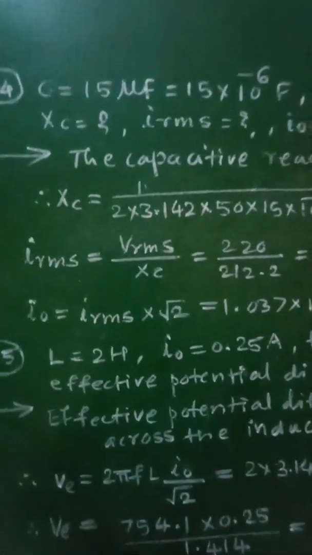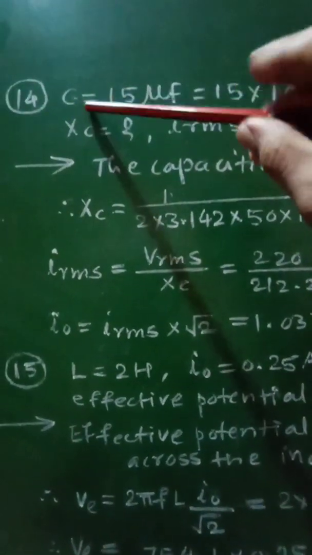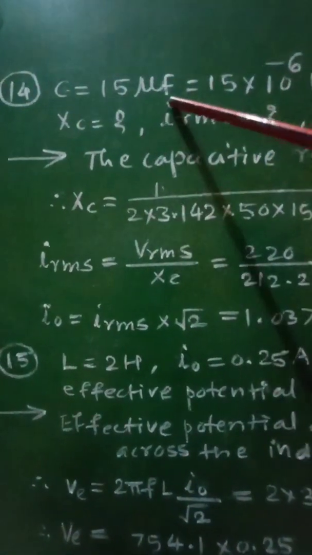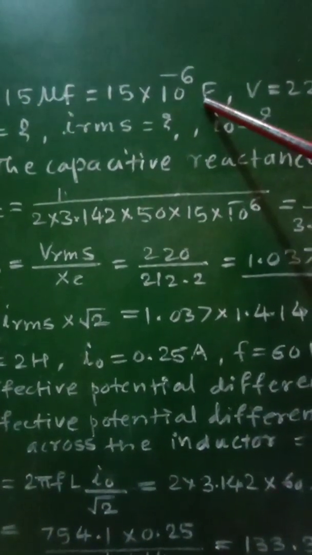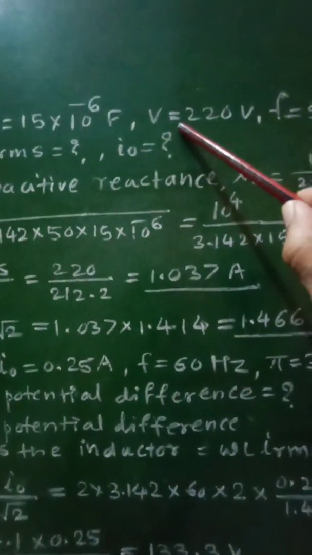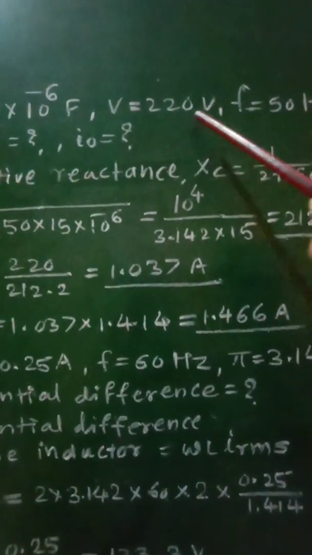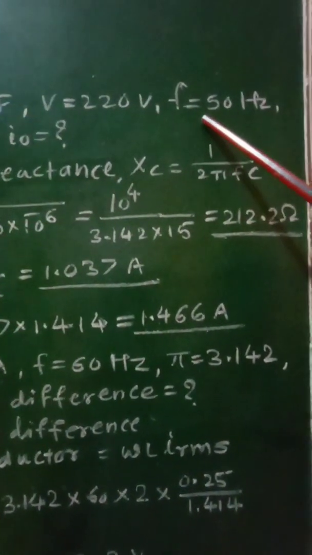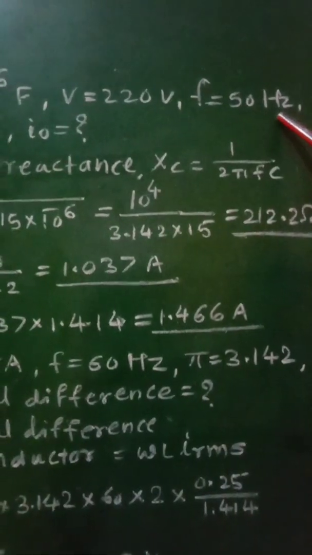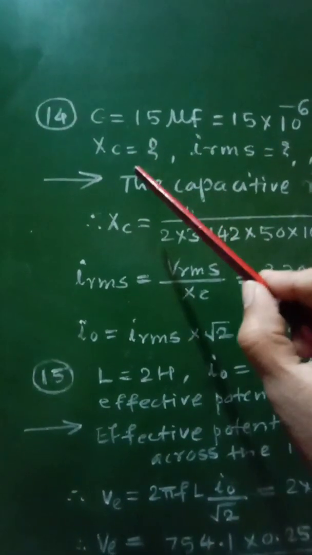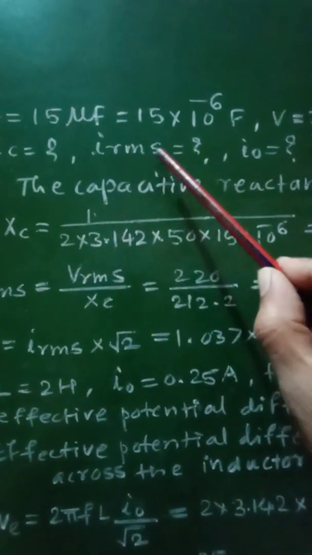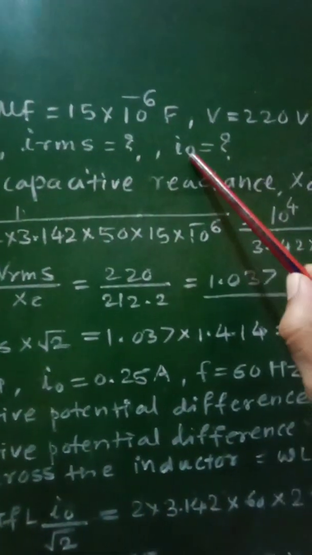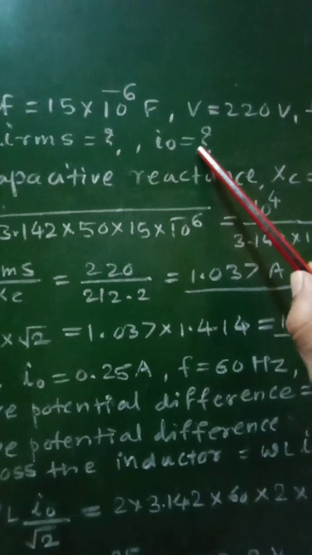So for this numerical given data is capacitance C equal to 15 microfarad is equal to 15 into 10 raised to minus 6 farad. Then V RMS equal to 220 volt, frequency f is equal to 50 hertz, and we have to find out the capacitive reactance Xc, RMS value of current, that is I RMS, and peak value of current I0.